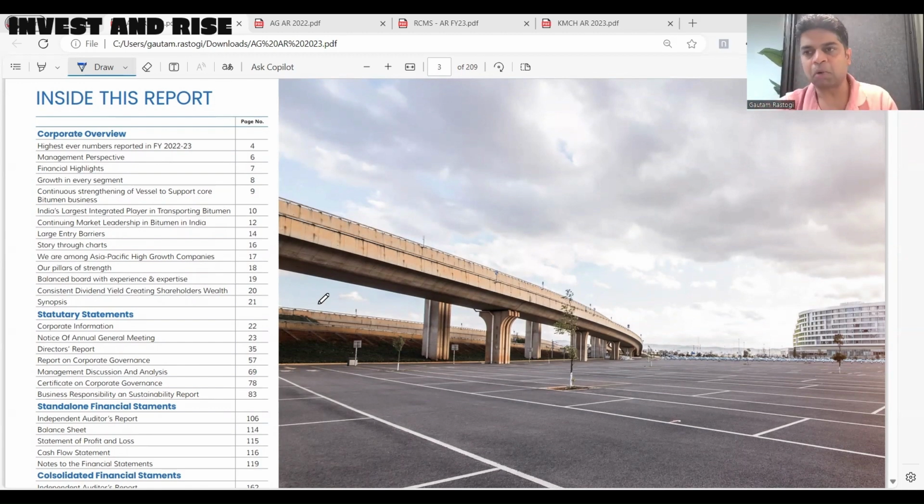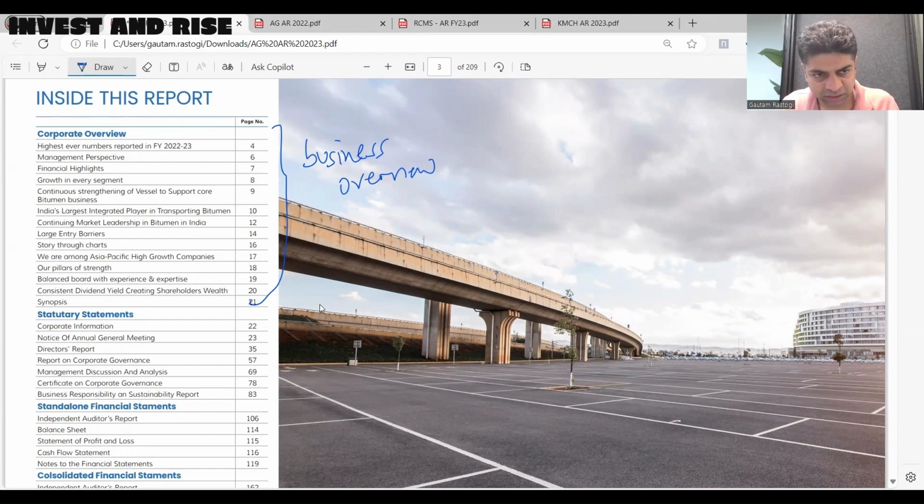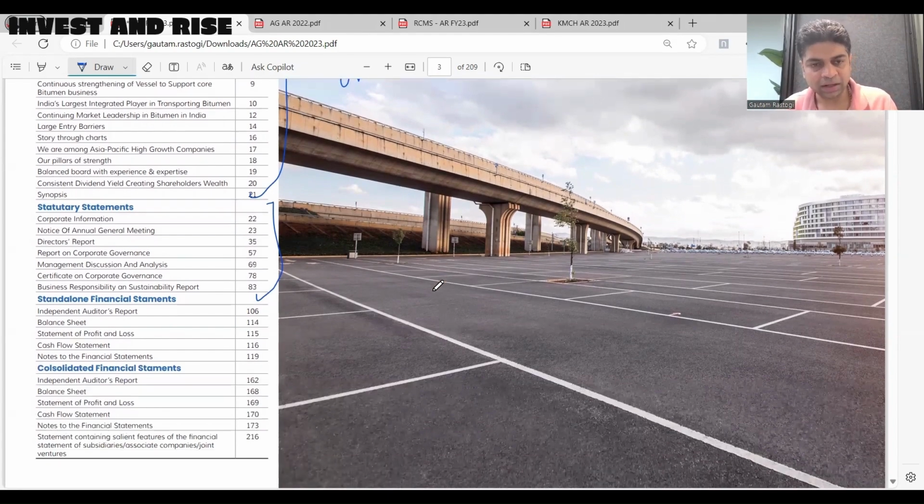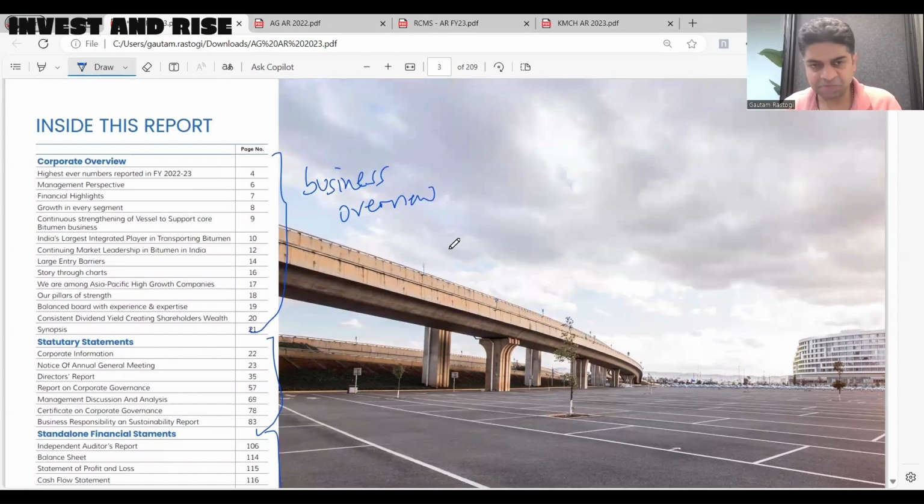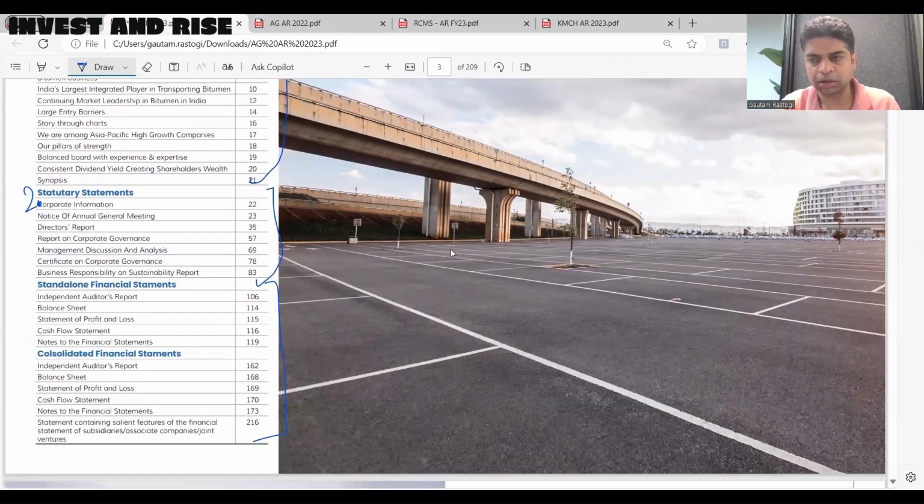But essentially, any report has three broad heads, three broad categories. One is the corporate overview or business highlights overview. Business overview. And then they have the statutory reporting. And then third, they have the financials. So first is the business overview, then the statutory reports, and third, the financials.